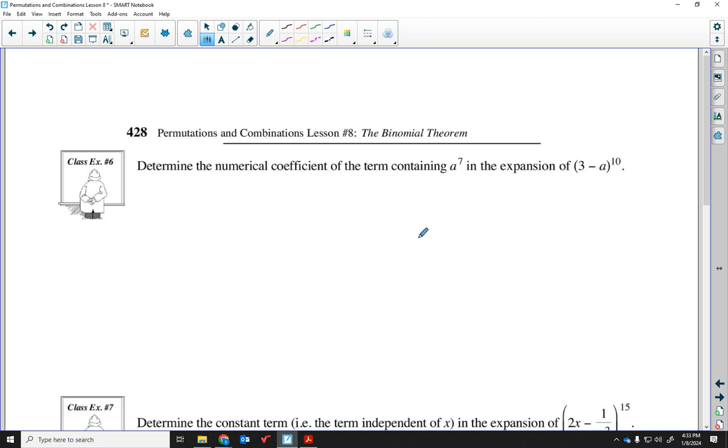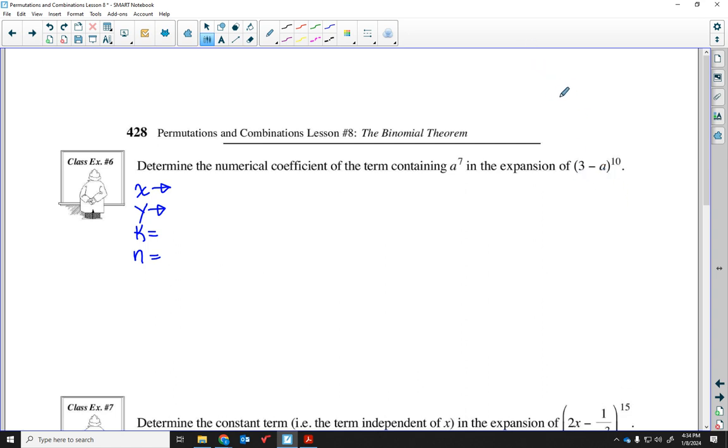Okay, so it says determine the numerical coefficient of the term containing a to the power of 7 in the expansion of (3 minus a) to the power of 10. I do like how the book organizes things. So where it says, what are we going to replace x with? What are we going to replace y with? What's the value of k? What's the value of n?